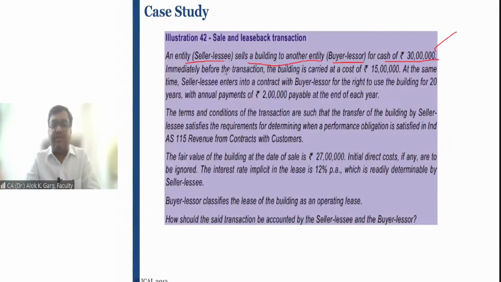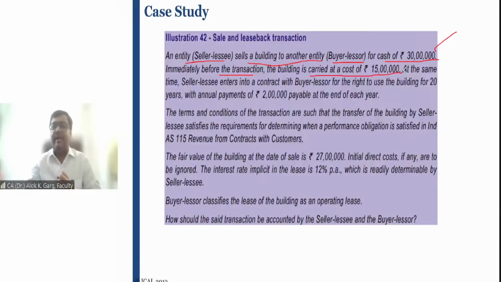Immediately before the transaction, the building is carried at a cost of rupees 15 lakh. So the carrying value of the building is 15 lakh rupees, which is the cost. It is at a cost model, but the fair value might be much more than the cost. If you purchased a land or a building 5 years ago at, let's say, 15 lakh rupees, but now the market value is, let's say, 25 lakh rupees, whenever you sell that property, you will sell at the market value only.